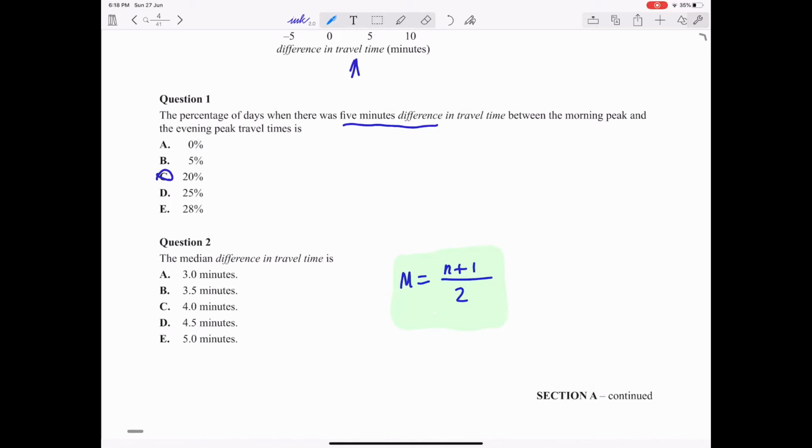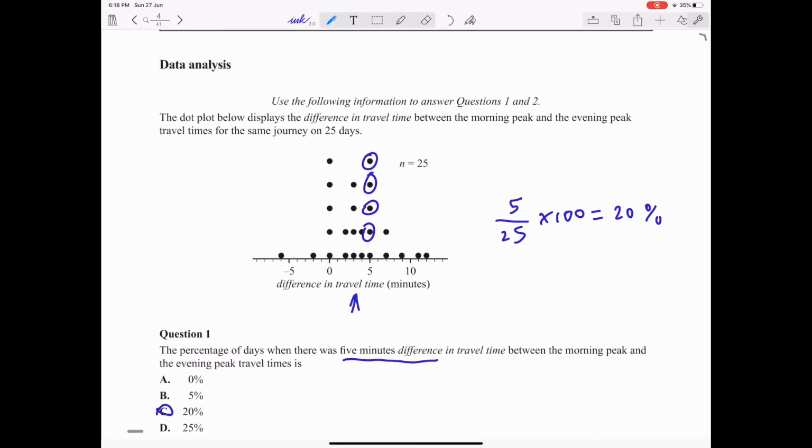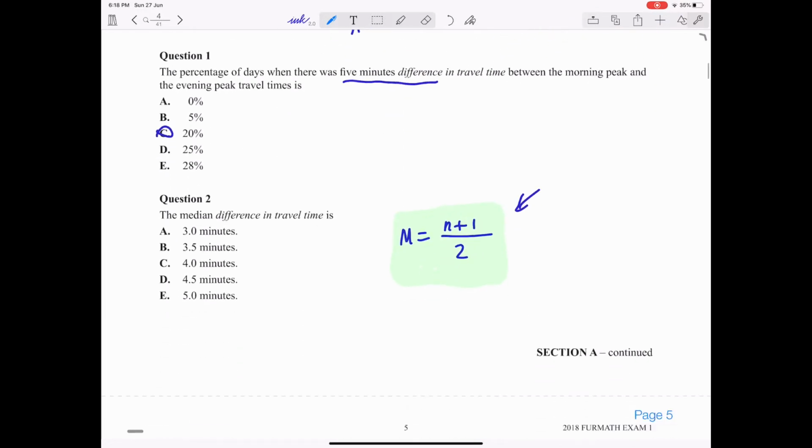Question 2, the median difference in travel time is... So I just wrote the formula for the median over here. So it's n plus 1 over 2. We know in the question that the value of n is 25, which was the travel time recorded for the 25 days. So the median position equals 25 plus 1 on 2. That will give you 13.